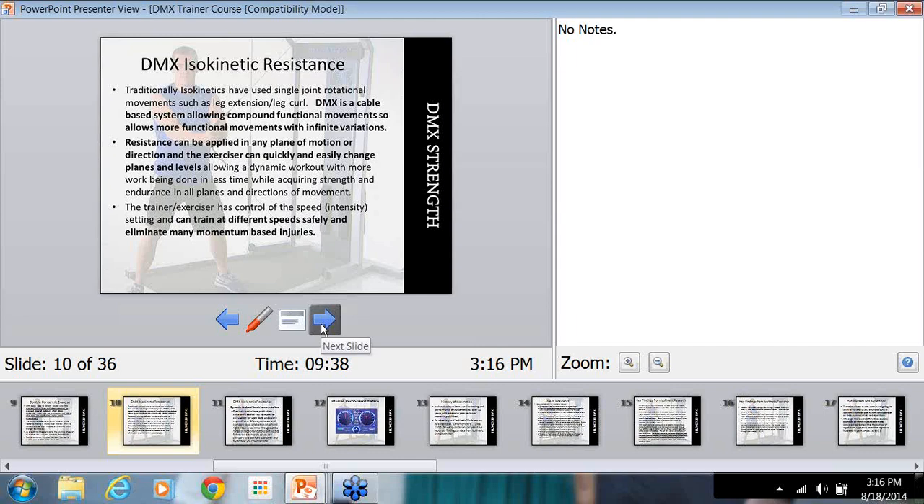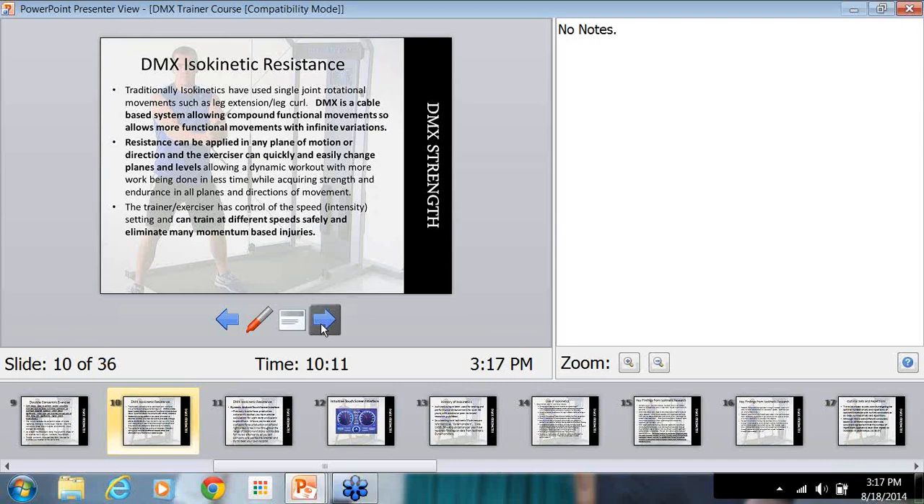Isokinetic resistance. Typically what's going to happen with it compared to DMX is that your typical isokinetic resistance, which has been in the market for a long, long time, uses single joint rotational movements only, like a leg extension, a leg curl, internal shoulder rotation, external rotation. Because DMX is a cable-based system, it's going to allow compound functional movement, so it's going to allow more functional movements and infinite variations, as you'll see when you take a look at the video later on.